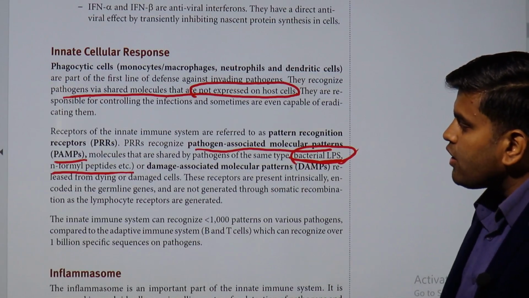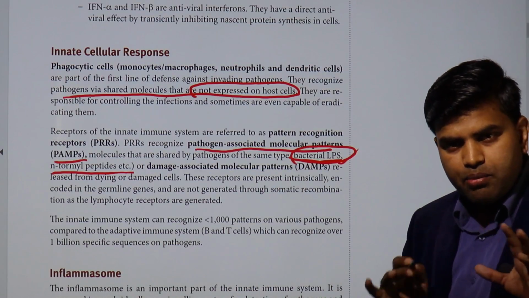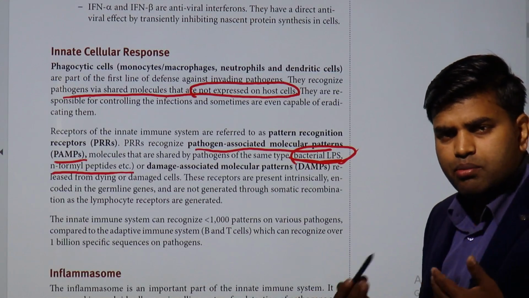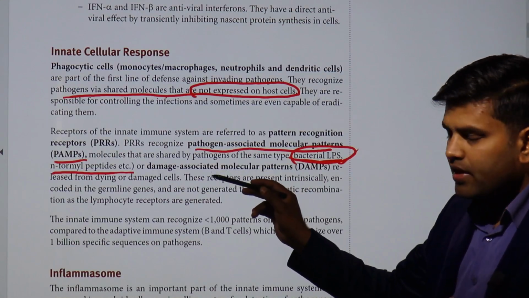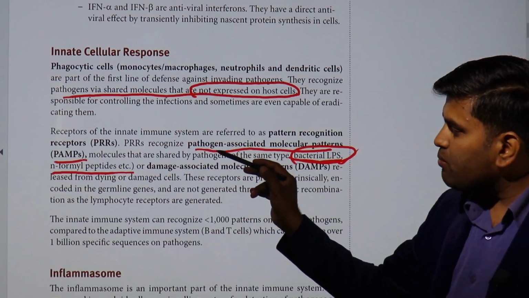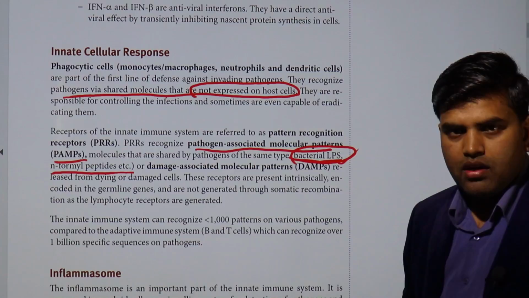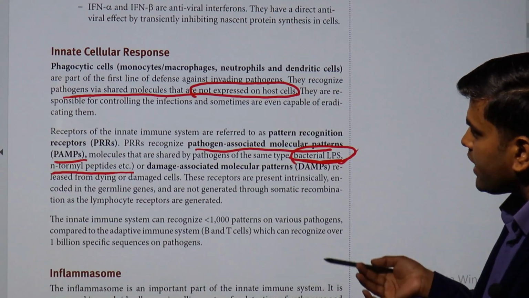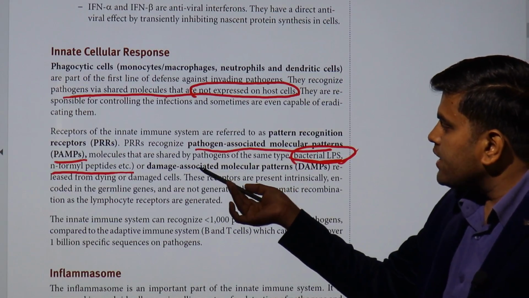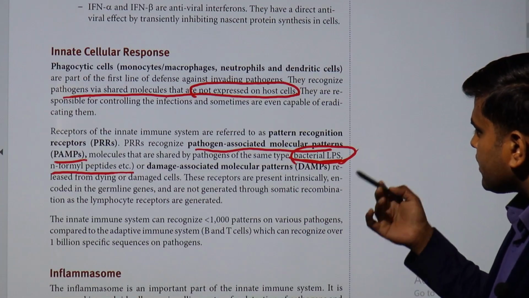They can also target the N-formyl peptides that are present in most bacteria and are not present in the human cell. Anything that comes and has these N-formyl peptides, the cell will attack and kill that organism. In this way they are acting. Also, they can recognize the damage associated molecular patterns, called DAMPs.